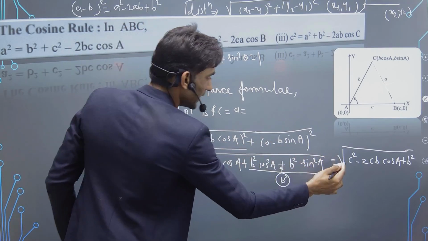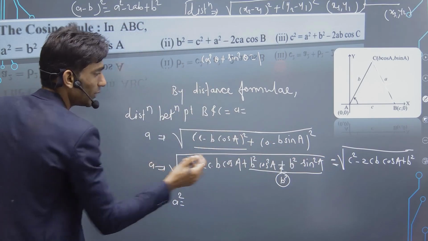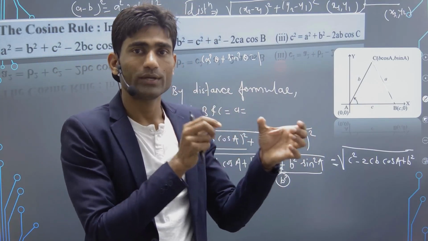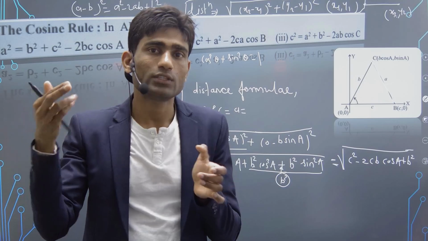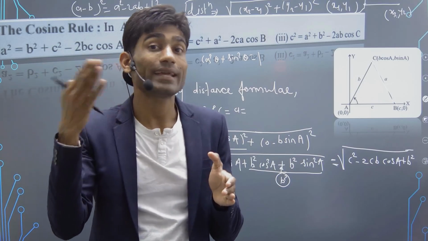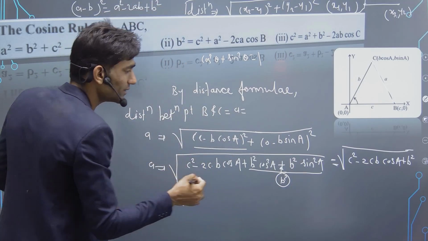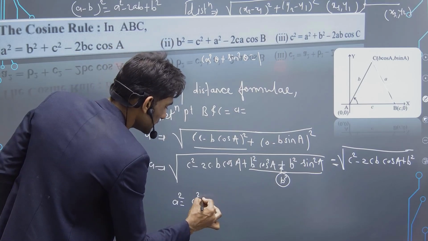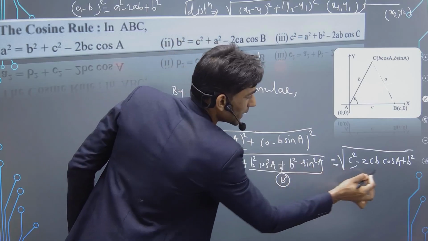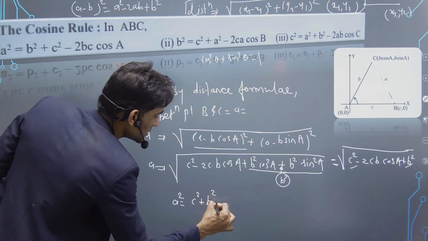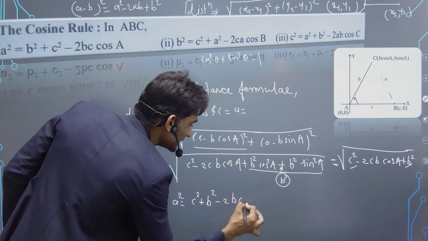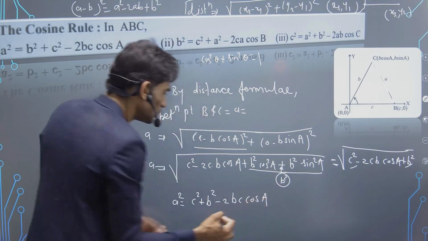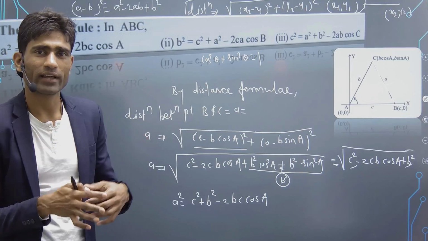We can write a square by taking the square on both sides. So a, which is equal to this term, means take the square on both sides. First a square is equal to the remaining square root squared. So the square root and the square get cancelled. So we get the last term as a square, which is equal to c square plus b square minus twice of bc cos a. Twice of bc or twice of cb cos a, both have the same meaning.